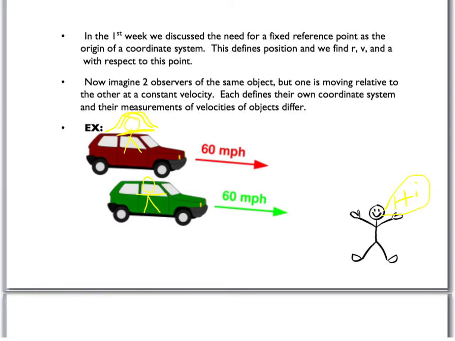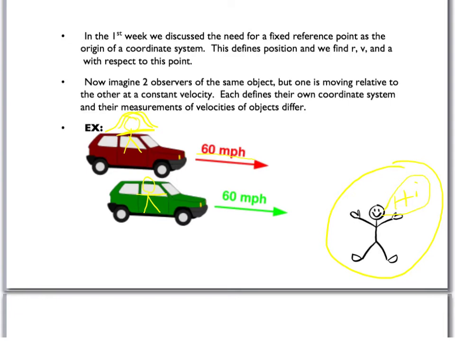So each of you are observing Mrs. Wright driving at 60 miles per hour, but each person is going to define the velocity of Mrs. Wright differently. According to you, who's standing over here on the side of the road, you see Mrs. Wright flying by at 60 miles per hour. You would say that my velocity is 60 miles per hour in whatever direction I'm traveling.